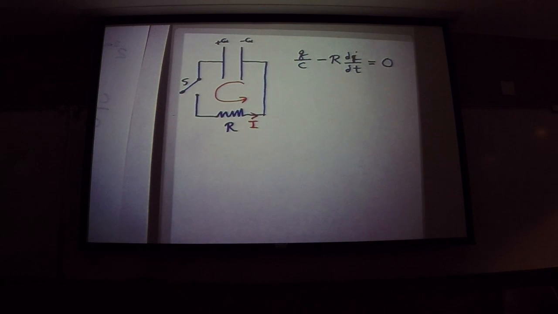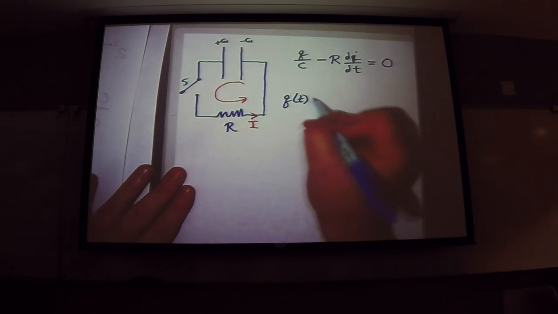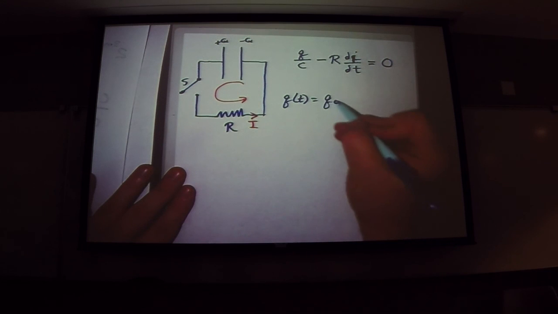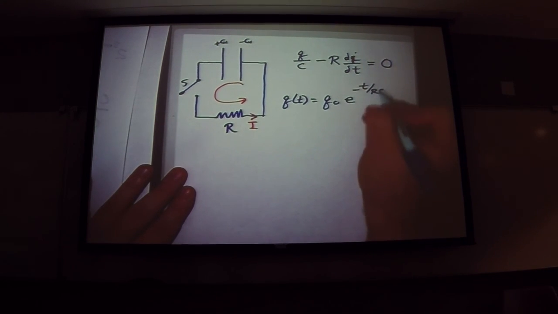So what I get here is that the Q as a function of time is the charge I start with multiplied by e to the minus t over RC.